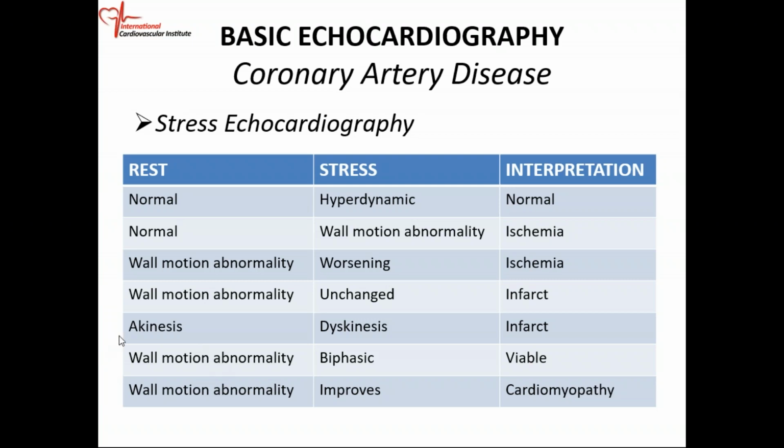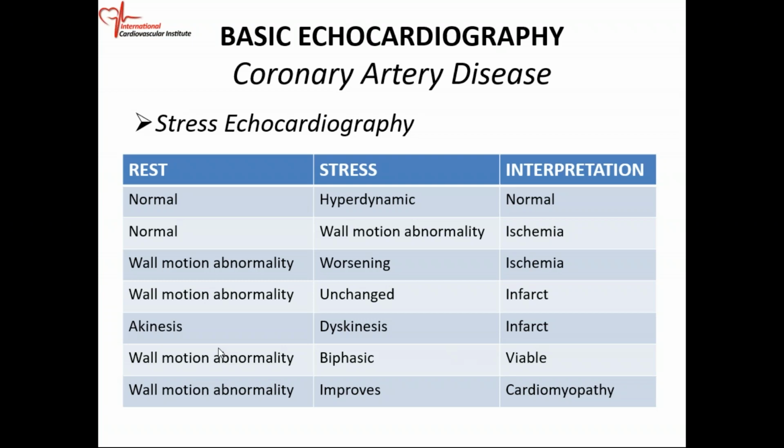Remember, if you have wall motion abnormality at rest, it improves with low dose dobutamine, and it becomes abnormal again with peak dobutamine, then that's a biphasic response, and it suggests that you have viable myocardium. So we went over that as well. With dobutamine, you can look for viable myocardium.